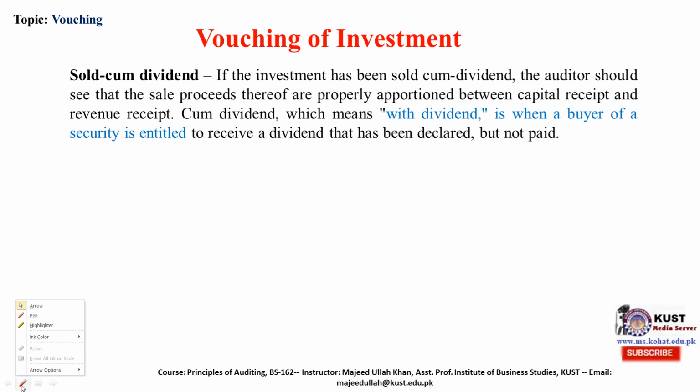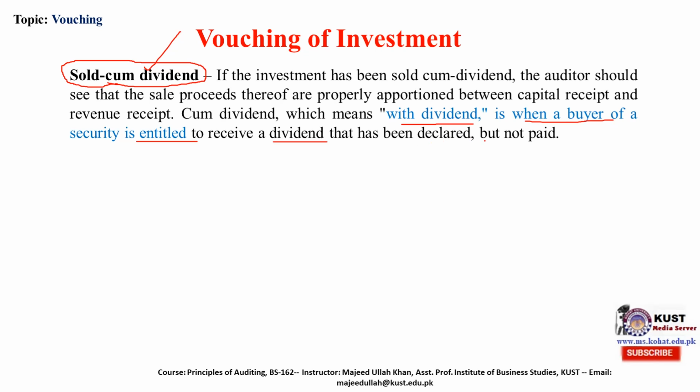Cum dividend and ex dividend are two terminologies used in investment. Cum dividend means that the dividend will be received by the buyer of the shares. Cum dividend, which means with dividend, is when a buyer of the security is entitled to receive the dividend that has been declared but not yet paid. What the auditor should check is that the sale proceeds from the investment are properly apportioned between capital receipts and revenue receipts, and recorded accordingly.